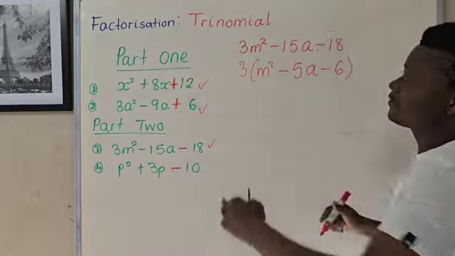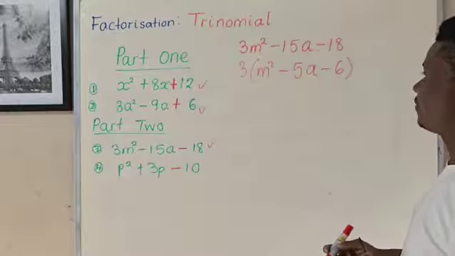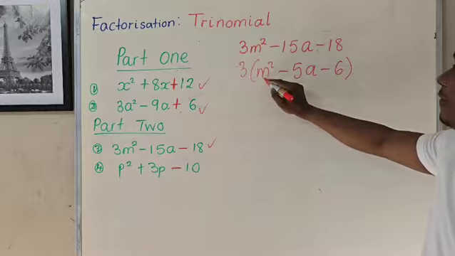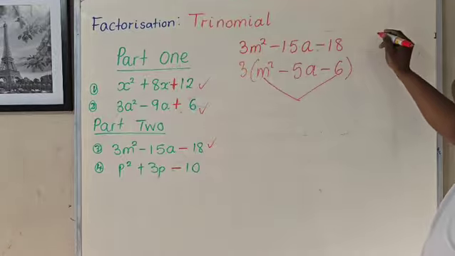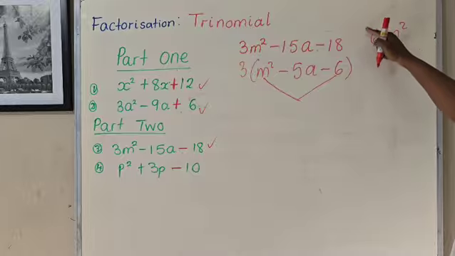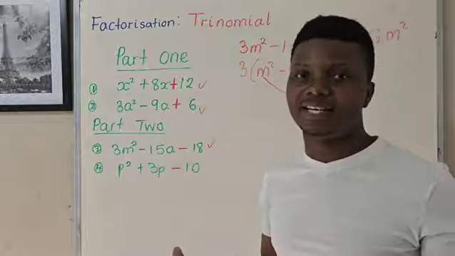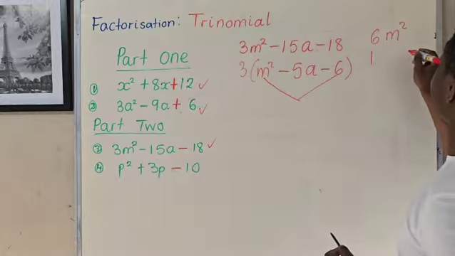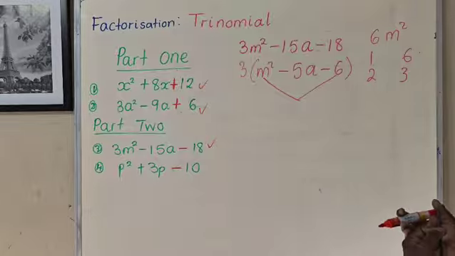Inside this bracket, I have 3 terms which qualifies to be a trinomial. So what do we do? How do we factorize a trinomial? You multiply the first term times the last term, and 6 times m squared, I get 6m squared. And we are interested in the factors of 6. So we want all two numbers that you multiply to get 6. So I could say 1 times 6 gives me 6, or 2 times 3. These are the only factors of 6.